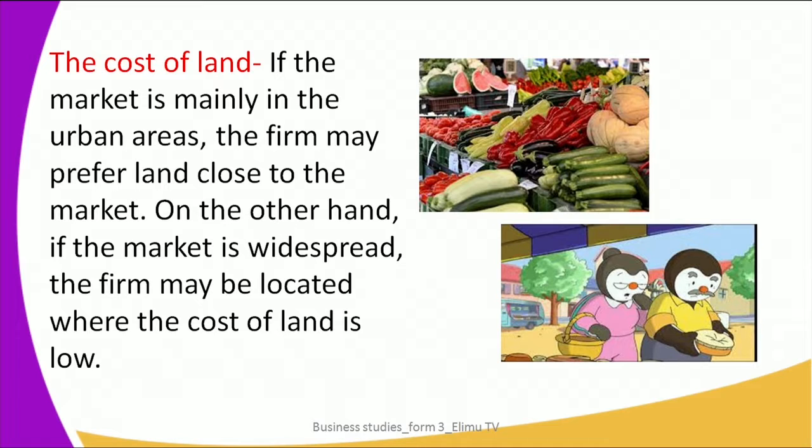On the other hand, if the market is widespread, that is, the market is not concentrated in one area, the farm may be located where the cost of land is low. That means that if the market for the goods is not around one area, then the farm can be located in the interior regions where the cost of land is low.